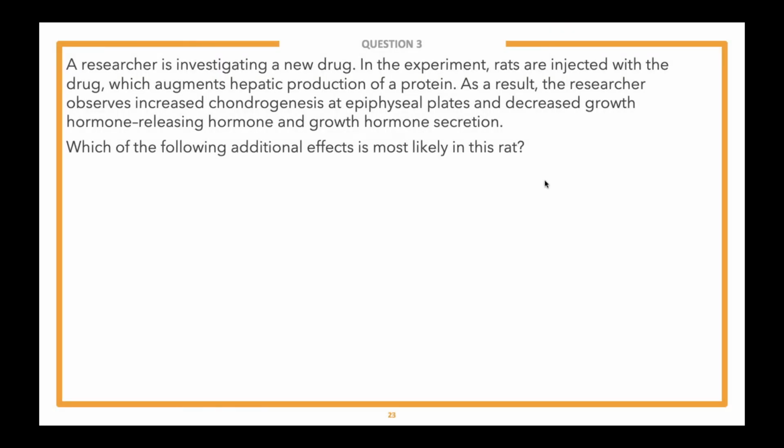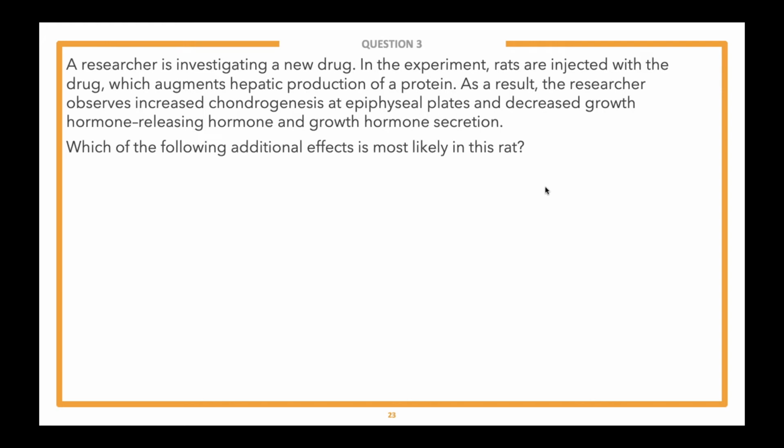Once again, the answer choices are covered up, and we will begin with the lead-in. Which of the following additional effects is most likely in this rat? I'll give all of you a few moments here to let us know in the question box how many steps you think this question will require, and then we will move on to the vignette. All right, I see some responses coming in. Let's go ahead and take a look at that vignette.